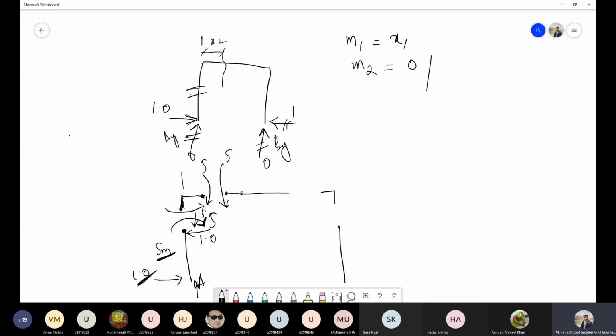So what will be the moment at the section? This is section 2. So what will be the moment M2? -5.